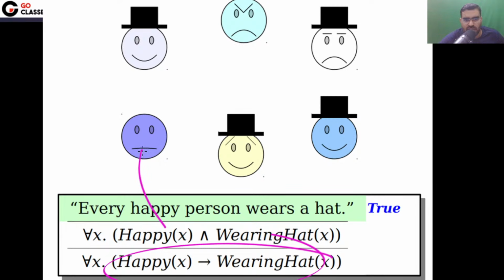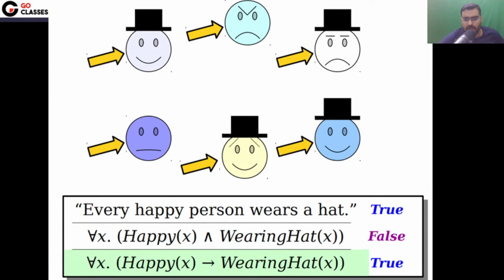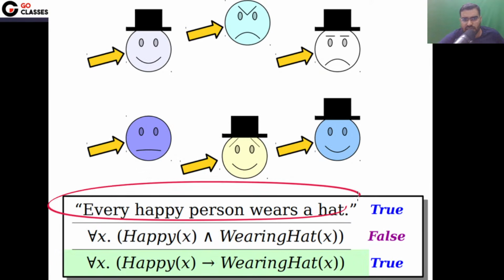You can see for this element it is true because it is not happy, and false implies anything is true. For this also it will be true, and for this also, and this also. So you can easily see that this statement is true. So finally, your English statement is true.